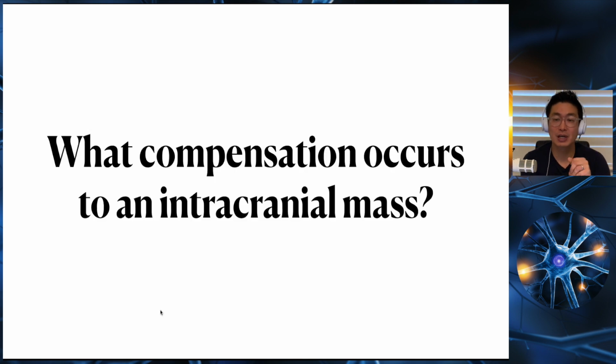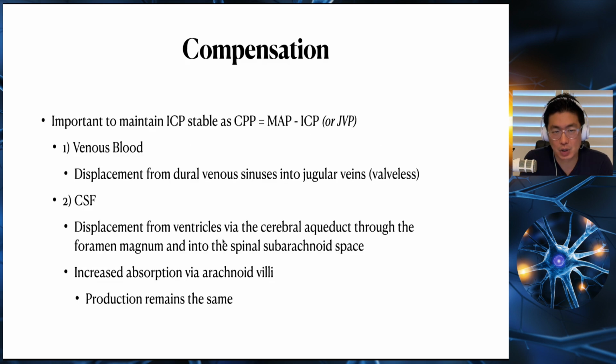Good. Now, I think a really common question, which we can talk about, so the physiological mechanisms of how they maintain ICP, is what compensation occurs when you have an intracranial mass. So the compensation that occurs, it's important to maintain ICP stable as your CPP equals MAP minus ICP. All right. And the way that you do it, you can think about it two ways. So not just cerebral blood volume, but then also split that off into arterial and venous blood. And it's really venous blood that's going to be displaced.